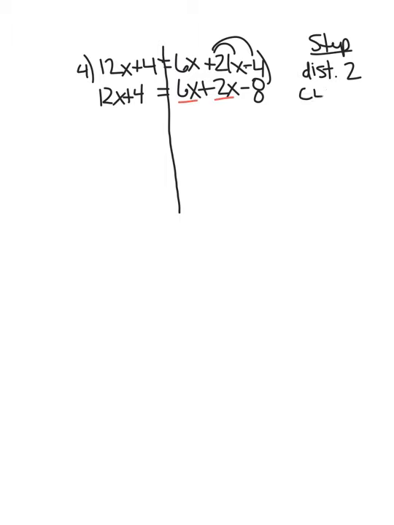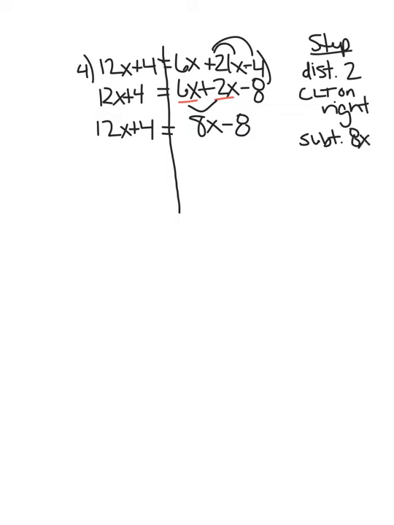So my next step is to CLT on the right. We need to collect those like terms. 6 plus 2 is 8, so this is 8x minus 8 equals 12x plus 4. Now, on the left-hand side, we are simplified. On the right-hand side, we're simplified. So we have variables on both sides. Now, either we move the 12x or we move the 8x. I think I'm going to move the 8x, so we're going to subtract 8x from both sides. It's easier to keep those numbers positive.